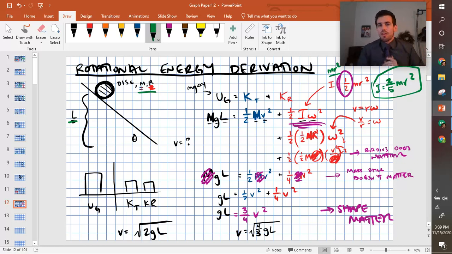So there we go. There is the derivation that you would do. Notice, of course, that the rotational side got kind of messy because there were a lot of things that we plugged in and canceled. But there you go. Now you should know how to do rotational energy problems.